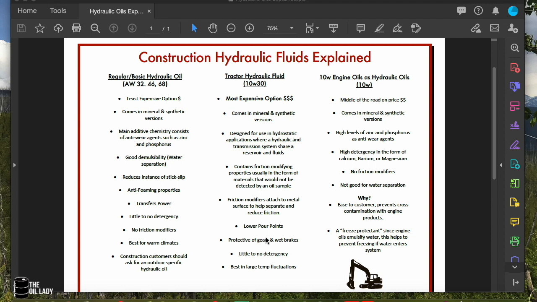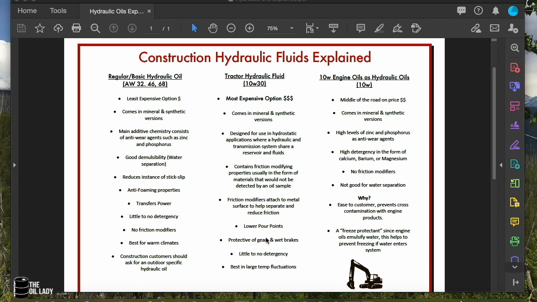Hydraulic oil is going to reduce the incidence of stick slip. You're going to have anti-foaming properties in there. Really, its main goal, aside from lubricating in the construction setting, is going to be to transfer power. You're going to have little to no friction modifiers in there. And your best bet to use this year-round is going to be in warm climates.